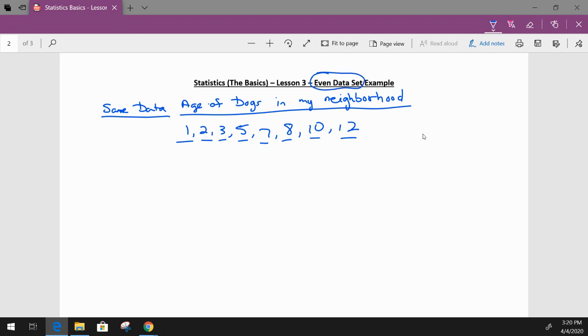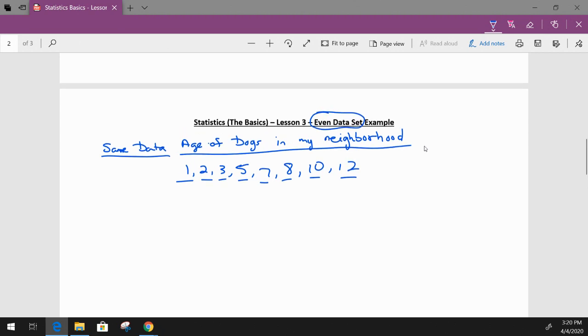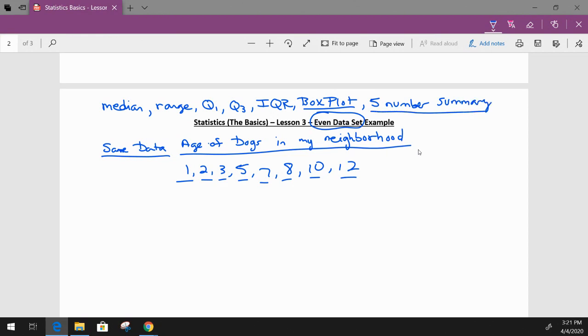I'm going to find the median. We're going to focus on the median, the range, your Q1 or the lower quartile, Q3 your upper quartile, the interquartile range, and our box plot, which comes from our 5-number summary. So these are the things that we're going to be discussing right now.